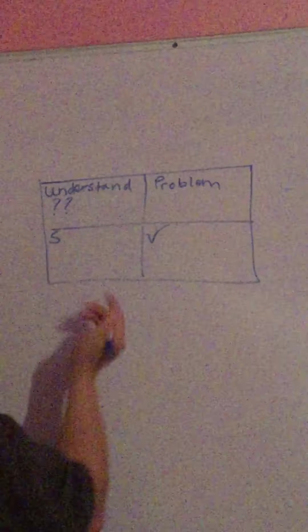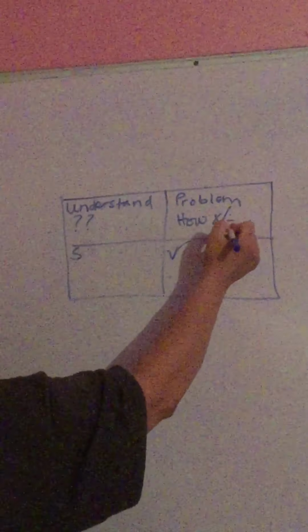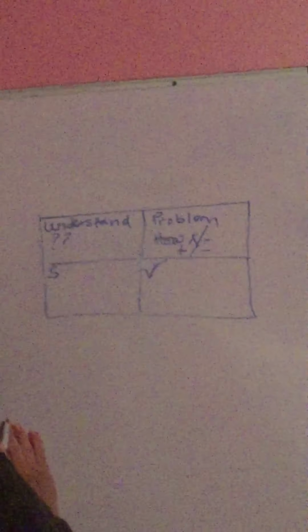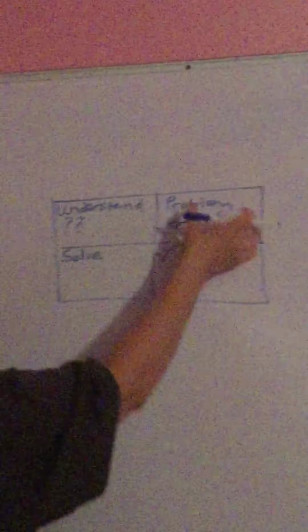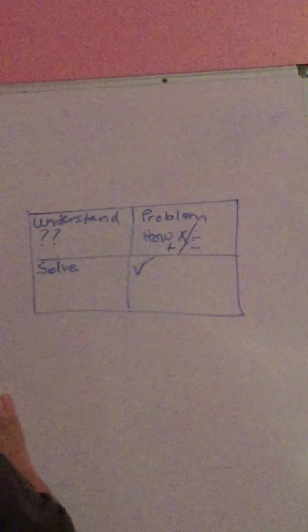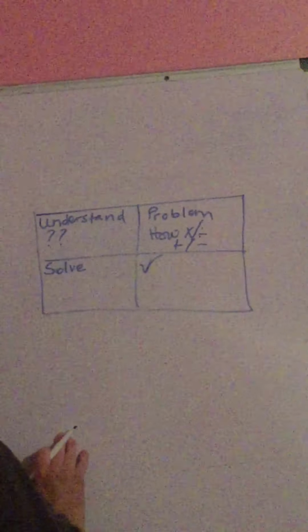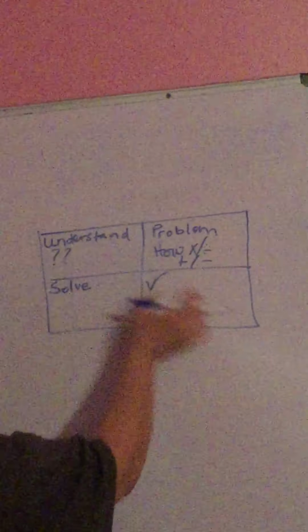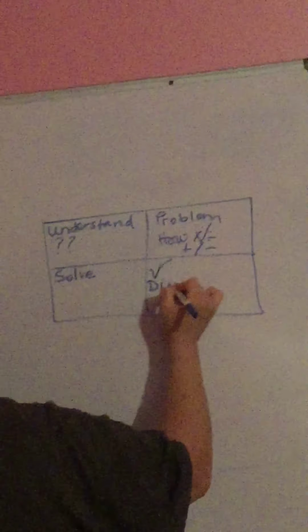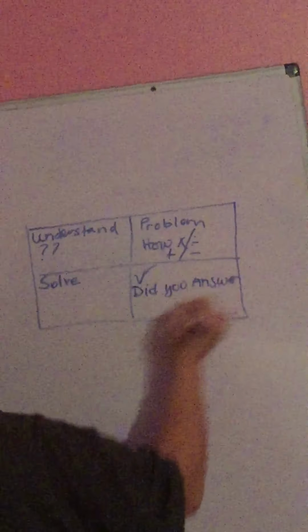Okay? How are you going to solve it? What operation: multiplication, division, addition, or subtraction? And then down here is where you solve. This is where you bring this problem over here and solve it. And then over here is where you would check. With each problem, you would just be checking, did you answer the question that they asked?